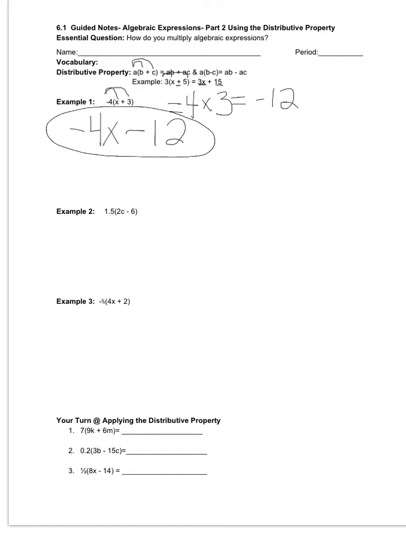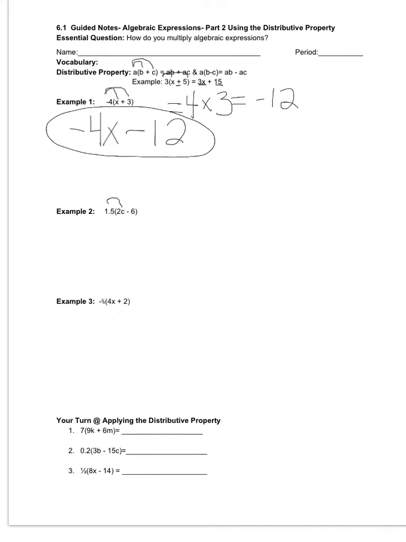Let's try another one of these. Example 2, we have 1.5, and then in parentheses 2c minus 6. So again, using that distributive property, we are going to multiply what is outside of the parentheses times what we have within the parentheses. So 1.5 times 2c. So that's 1.5 times 2.